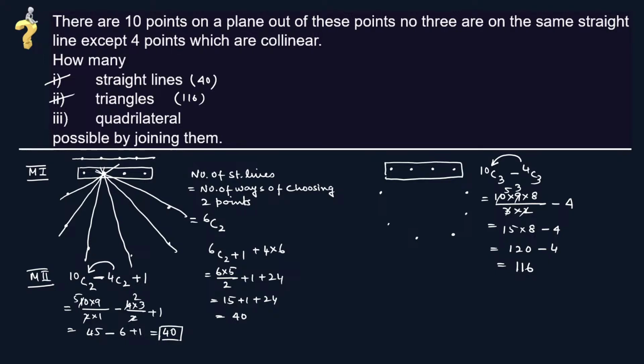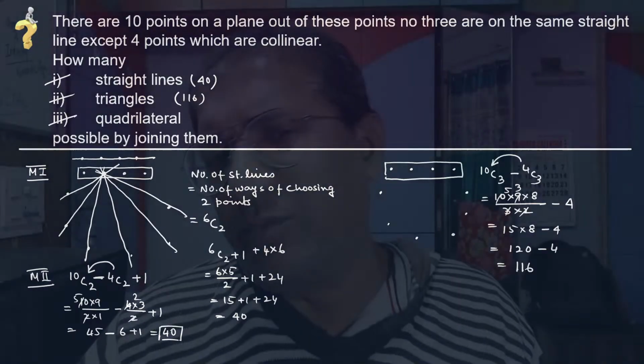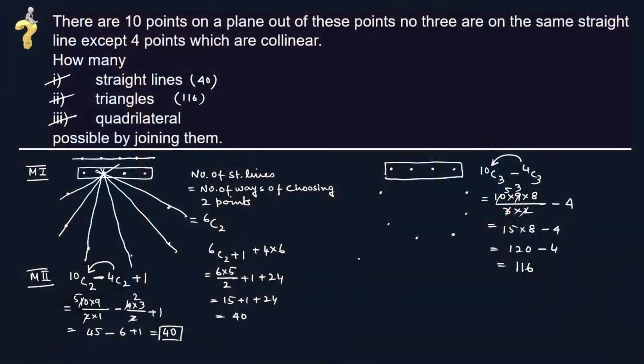Now, the third question. How many quadrilaterals can be formed? To draw a quadrilateral, you need 4 points. If you give me 4 points, I can draw a quadrilateral. Now you see, these 4 points are collinear, and these 6 points are non-collinear. To draw a quadrilateral, let us first assume that we are choosing 4 points from these 6 non-collinear points. From the 6 non-collinear points, how many ways are there of choosing 4 points? It's 6C4. So 6C4 quadrilaterals will be formed simply by using these 6 non-collinear points.